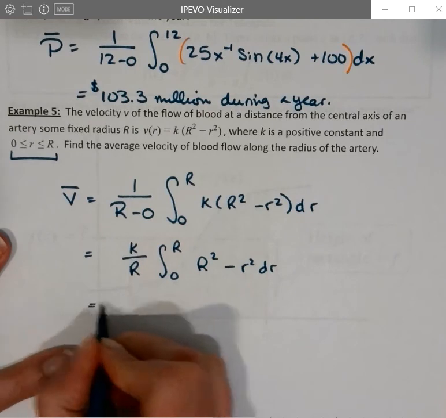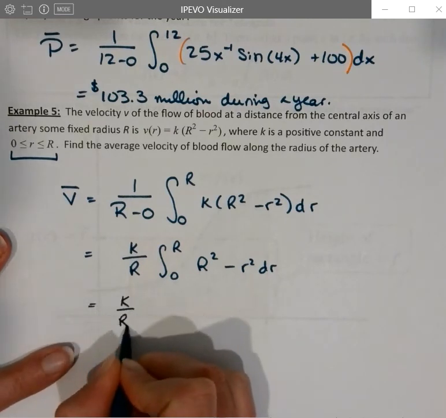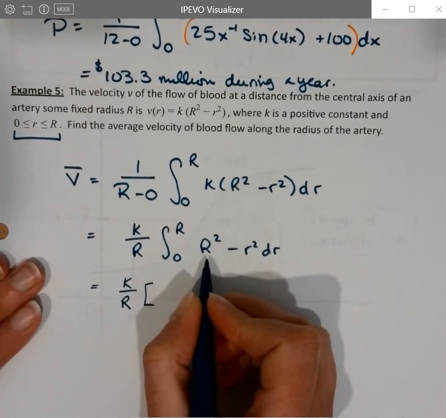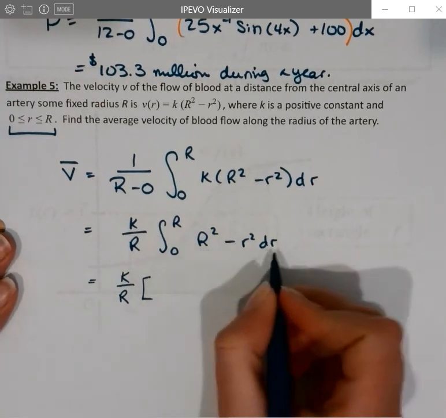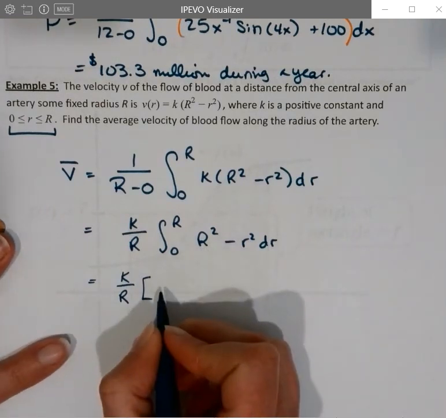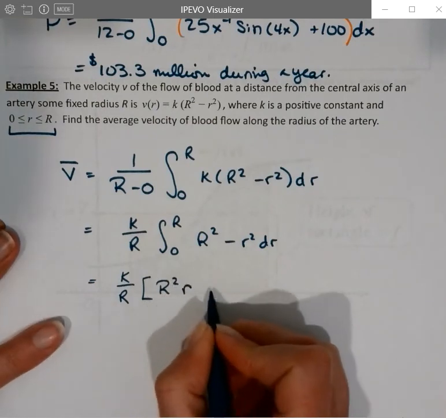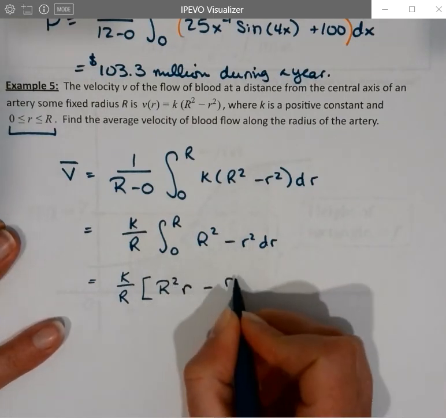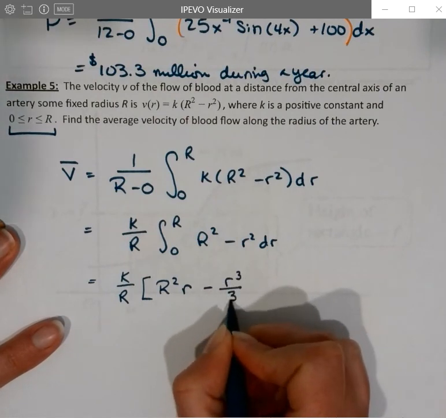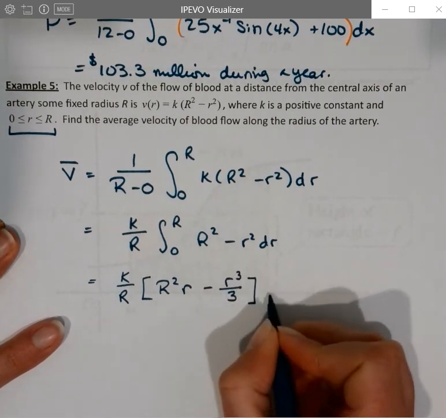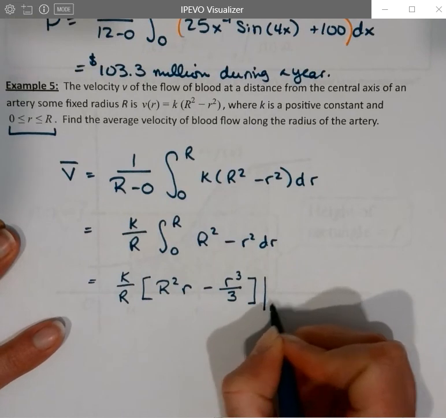And then we integrate this. So we have k over capital R times, now capital R squared is a constant in terms of little r. So if I integrate 4, I'd integrate it into 4r. So capital R squared integrates into capital R squared little r. Little r is the variable, so it's going to use the power rule, and we'll get little r cubed over 3. And then we're evaluating that between 0 and capital R.